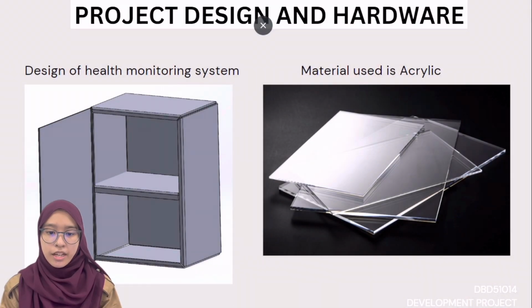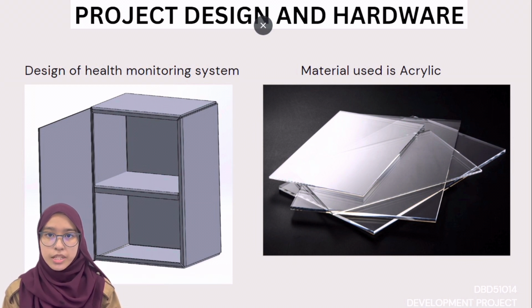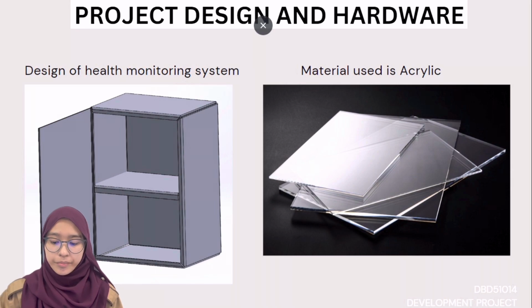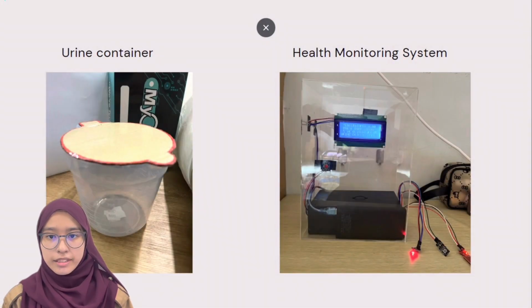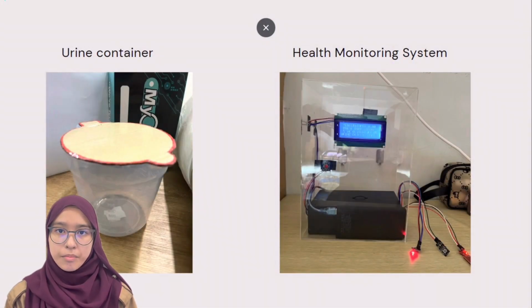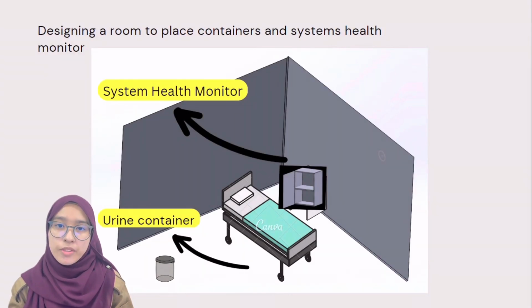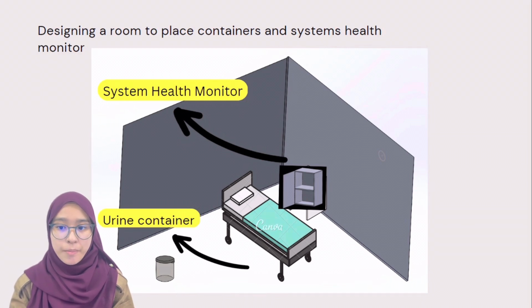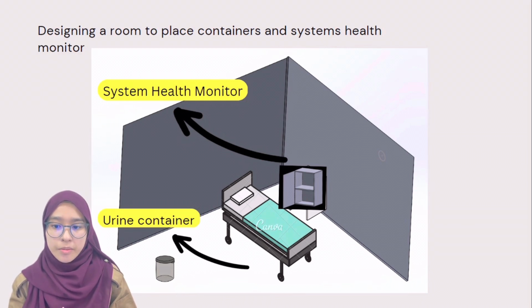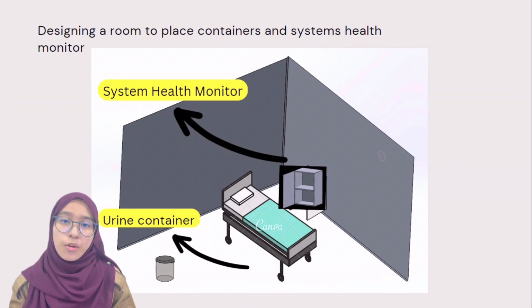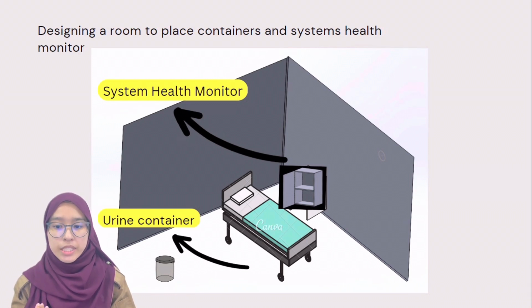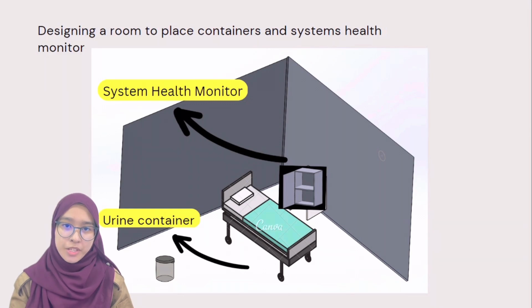For the project design and hardware, we use SolidWorks to design our head monitoring system, and we use acrylic as the material. This is the urine container and head monitoring system, the final look. Next, the expected placement: the urine container goes under the coma patient's bed, and the head monitor system must be near the patient because our system is wearable directly on the patient.